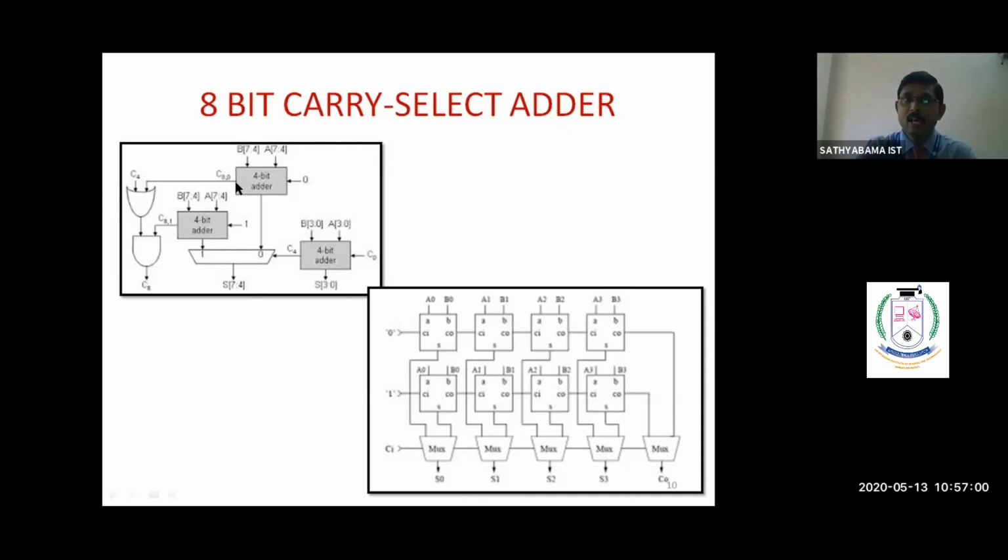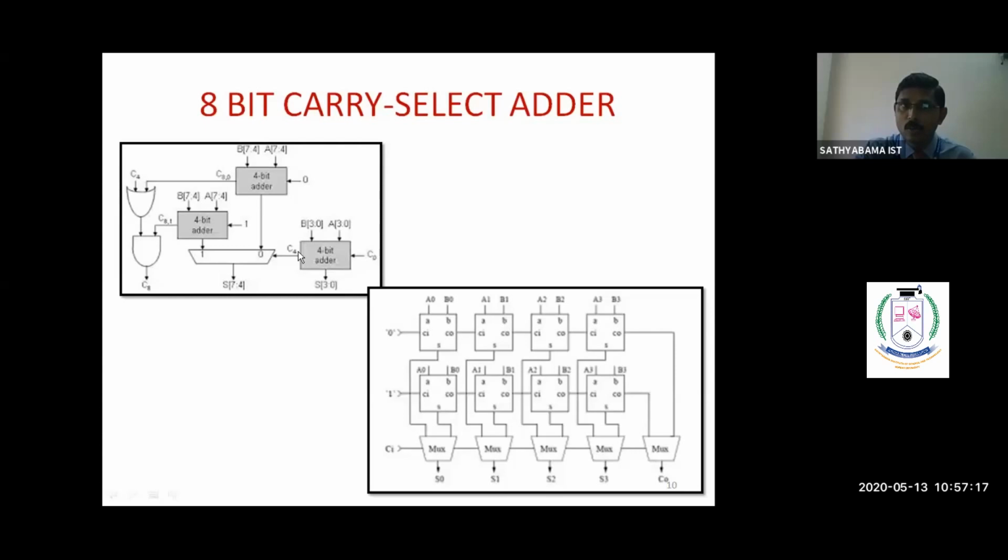So for that case, these sum values and carry values are being produced at a time. That means all three ripple carry adders are giving their outputs at a time. Then we have to see this C4 value.